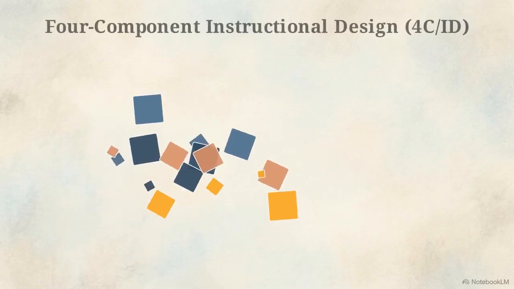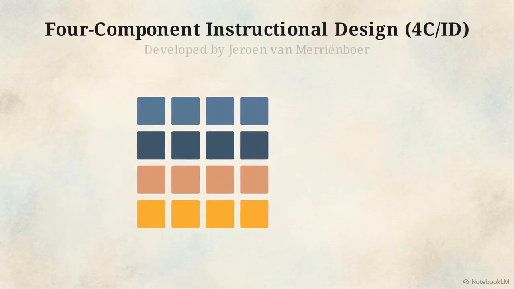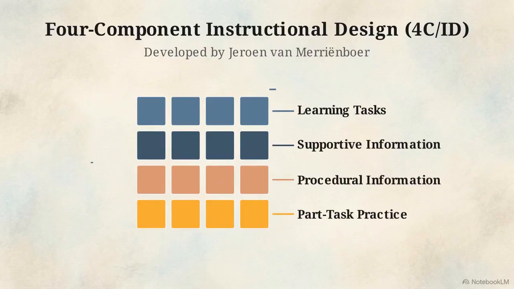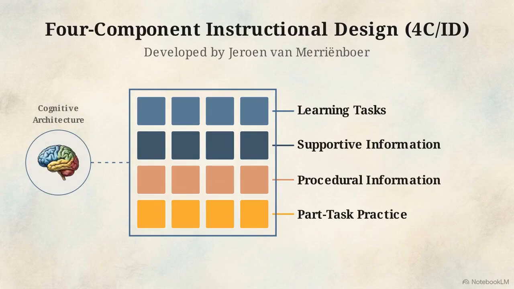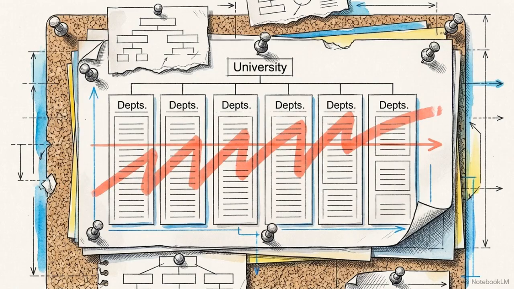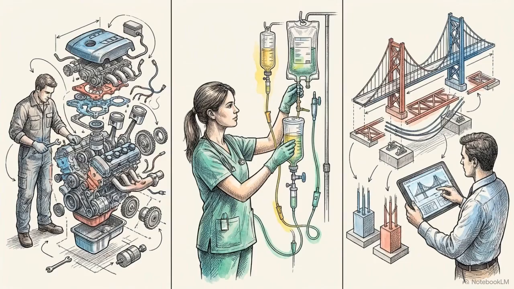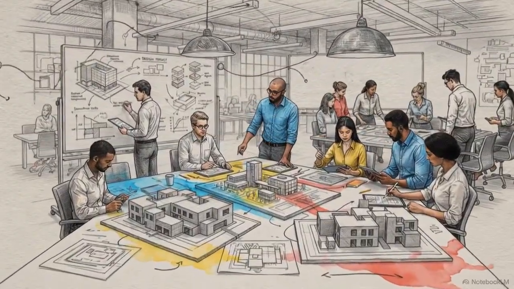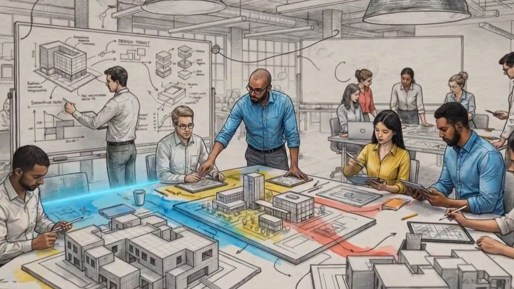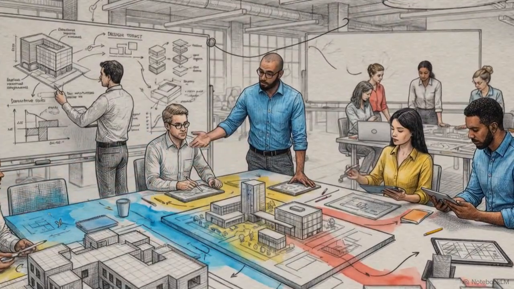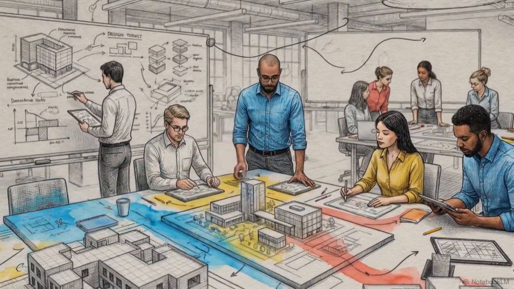The solution to this fragmentation is the four-component instructional design model, or 4CID. Developed by Jeroen van Merriënboer, this approach abandons piece-by-piece teaching for a strictly holistic architecture. This model shifts the focus from the organization of academic disciplines to the integration of knowledge, skills, and attitudes through the performance of authentic professional tasks. Building professional expertise requires a transition to designing the entire cognitive environment, rather than managing a sequence of lectures.